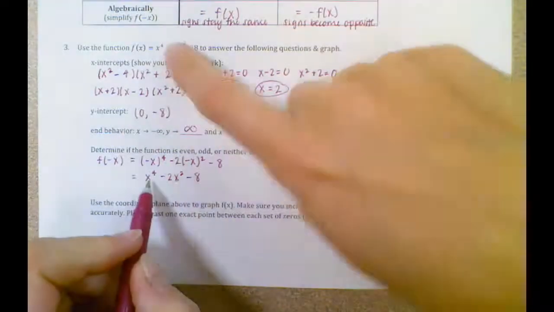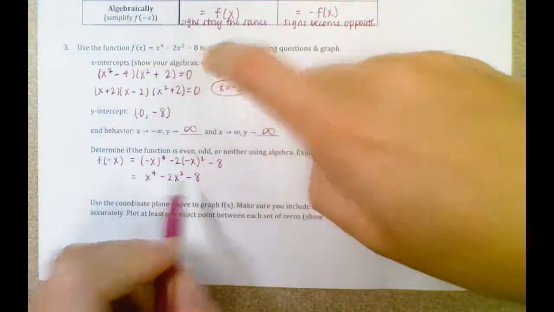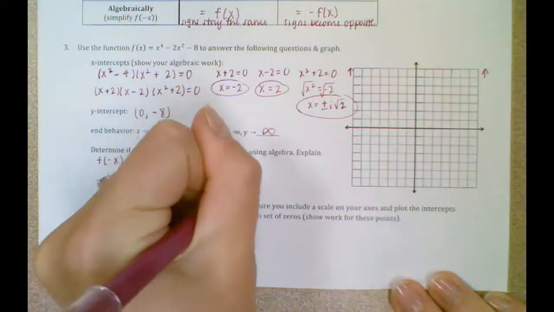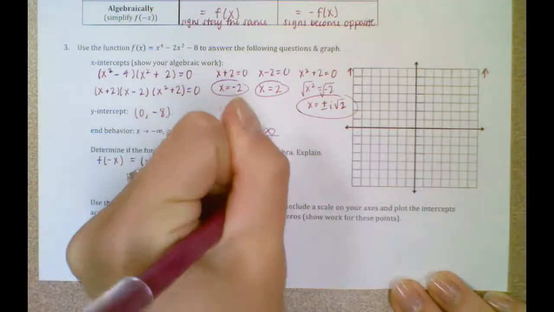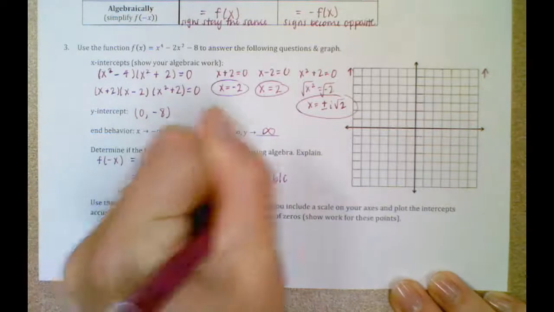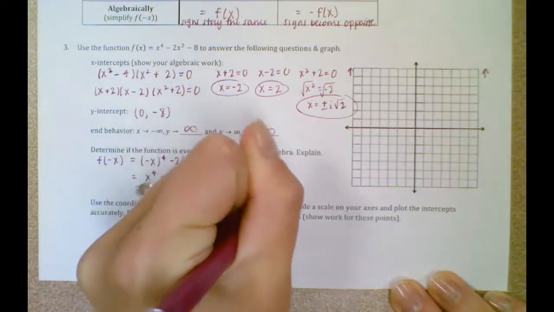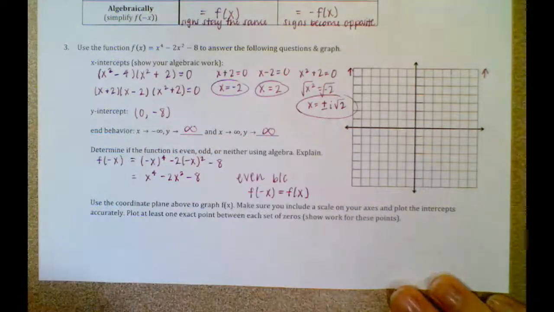Notice all the signs are the exact same as what we started with, so this is an even function. It's even because f of negative x equaled f of x. It equaled the original function. If you just say it equaled the original function, that's fine.